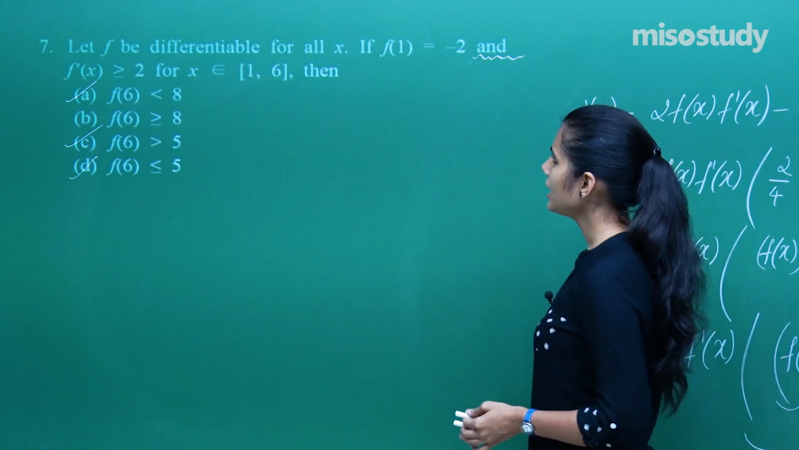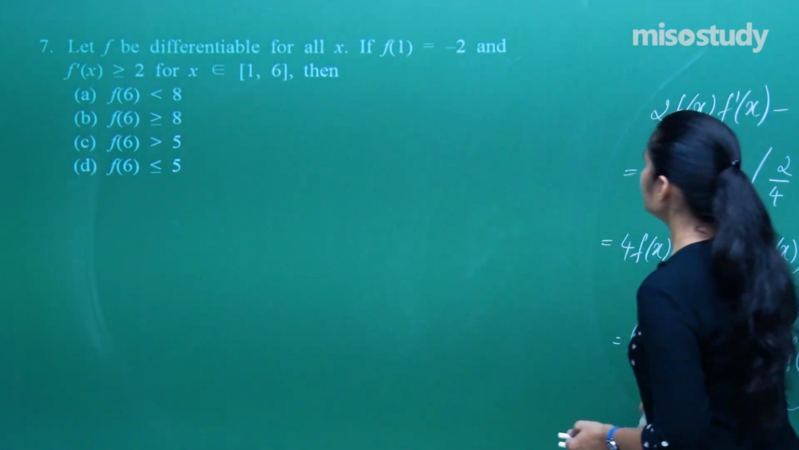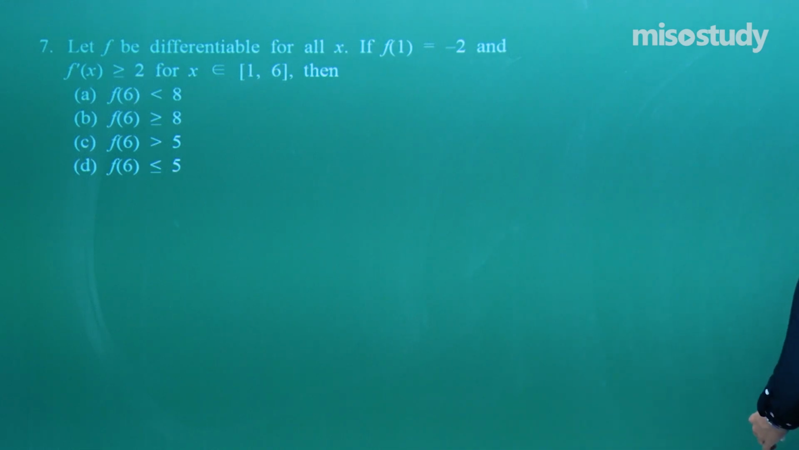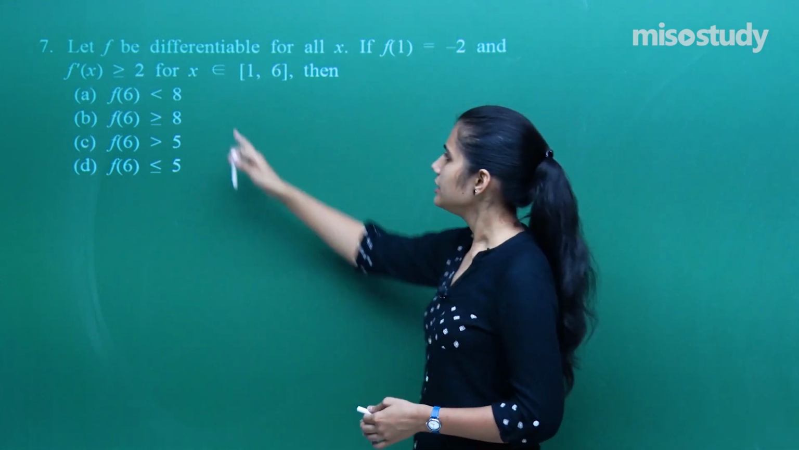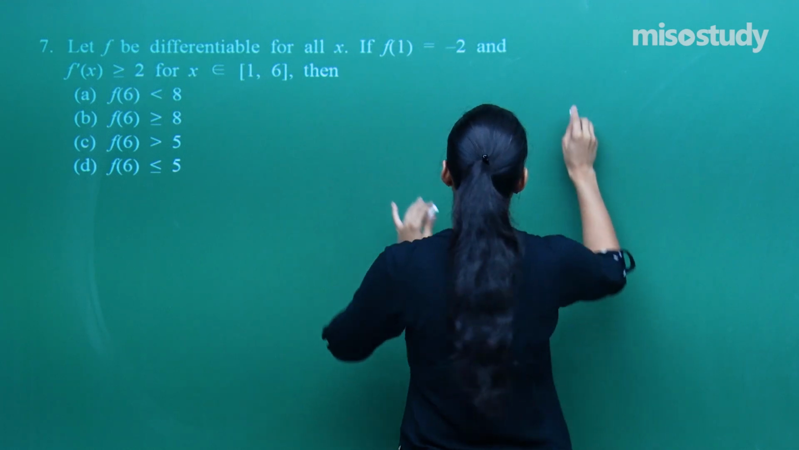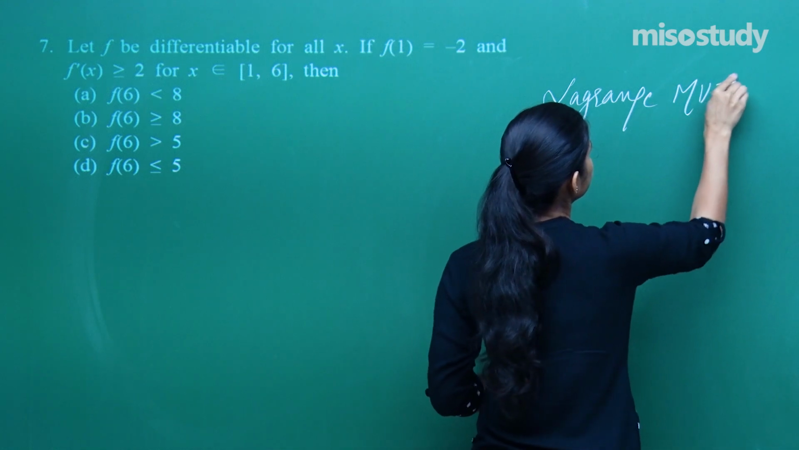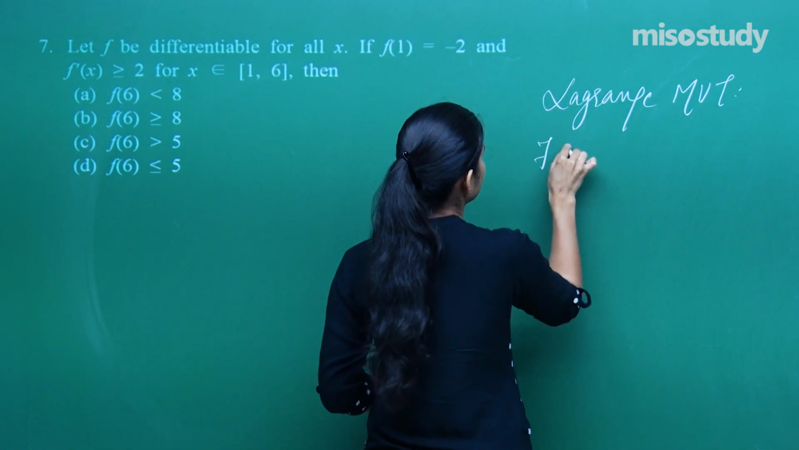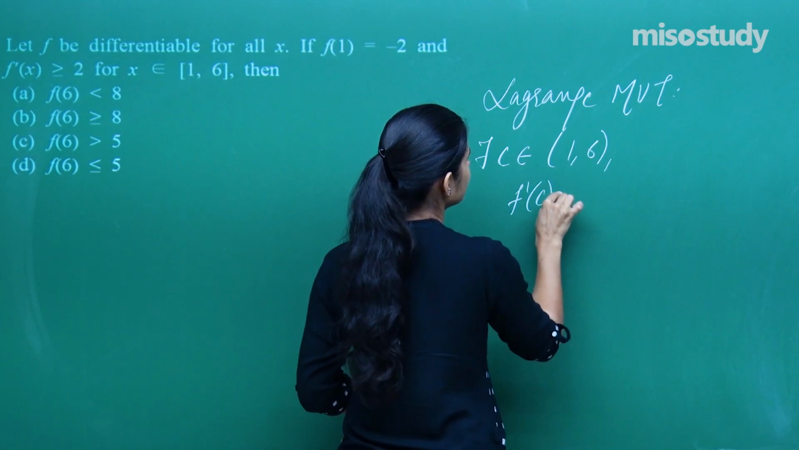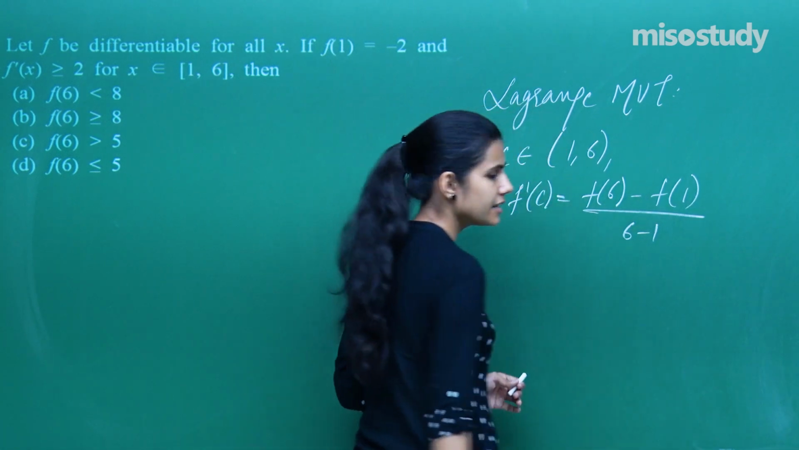Moving to the next question, let's see, let f be a differentiable function for all x. If f(1) is minus 2 and f'(x) is greater than or equal to 2 for all x in the interval 1 to 6, then talk about these inequalities being true or false. Over here, the moment I am giving you all the hypotheses, directly Lagrange mean value theorem I will be interested in. I will say there exists c in this interval such that f'(c) is (f(b) minus f(a)) upon (b minus a).